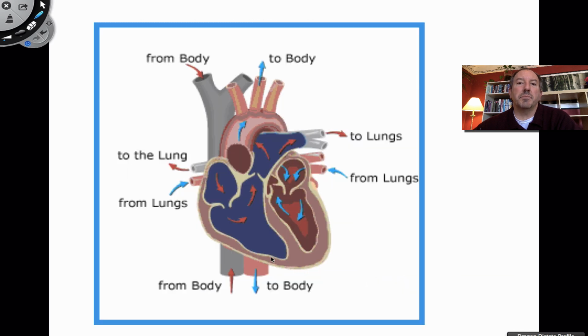And so again, the point of the heart is to simply provide the pressure so that the cells are moving along. Okay, so that's kind of cool. And the right side of the heart is deoxygenated blood, and the left side is oxygenated blood.